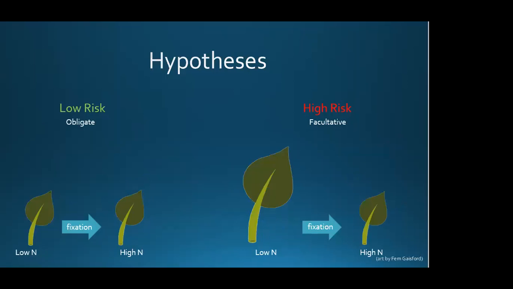I also hypothesized that the high-risk species would have decreased fixation and nodule density with nitrogen addition, evidence that would be consistent with a facultative regulator strategy, and that low-risk species would have little or no change in fixation and nodule density with nitrogen addition, evidence consistent with an obligate unregulator strategy.